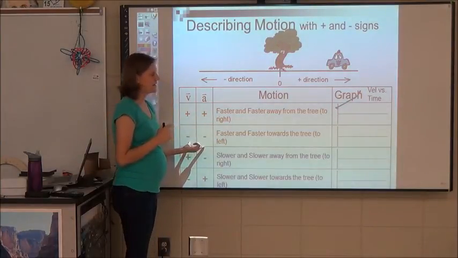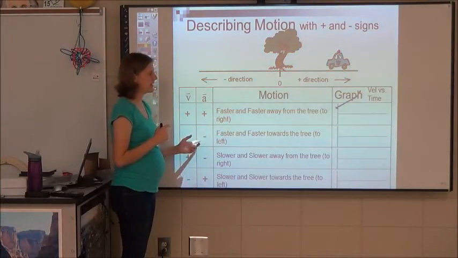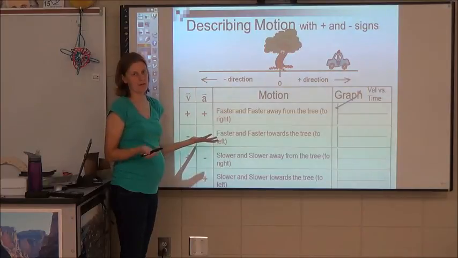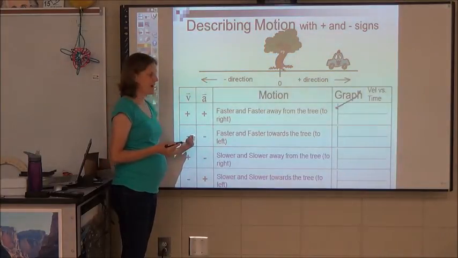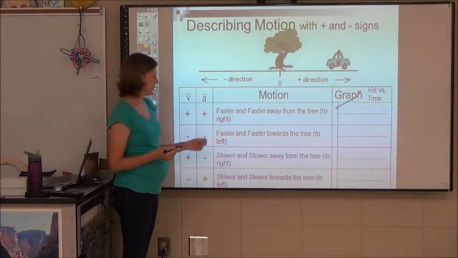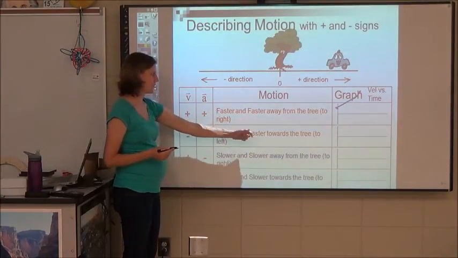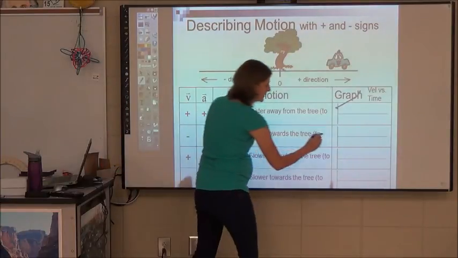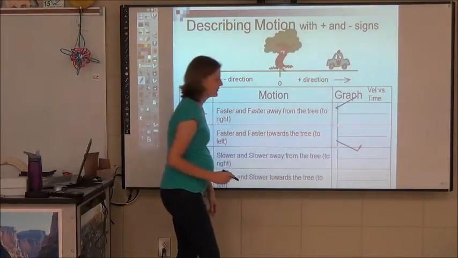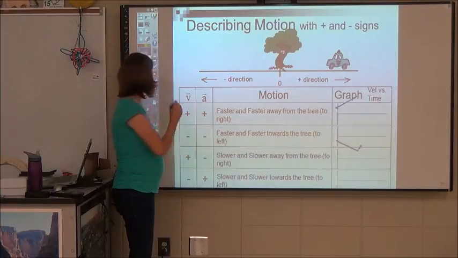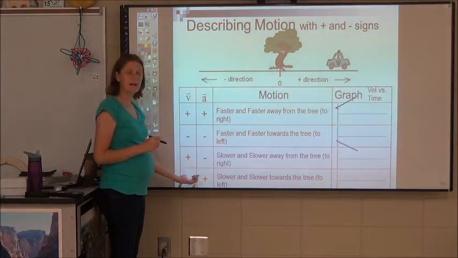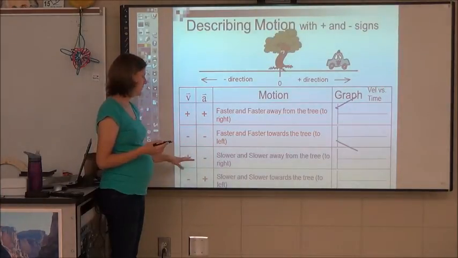Vice versa, if I had negative velocity, negative acceleration, that still matches. I'm still going faster and faster here. So here's a case where negative acceleration doesn't mean you're slowing down. You're just going faster and faster in the negative direction. So I was already going towards the tree. I was already going left. And now I'm going faster and faster left. So that graph would look like that. Sorry, I'm kind of running these into each other. When the signs don't match, that's when you're slowing down.